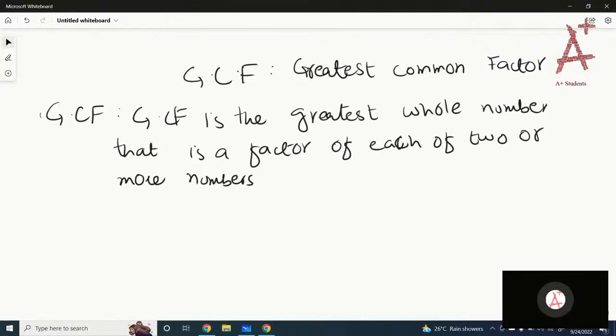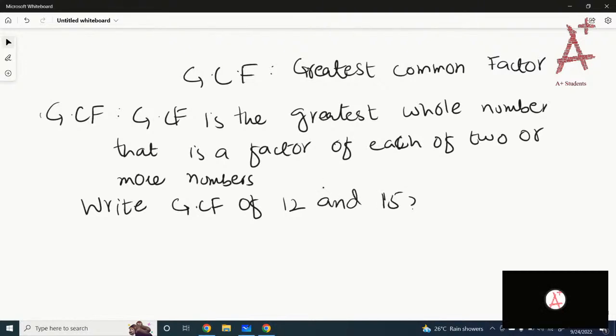Let's start with an example. Write the GCF of 12 and 15. Okay, so for GCF, we have to write the prime factors of every number. So let's write down the prime factors of 12. Do you know how to find the prime factors?